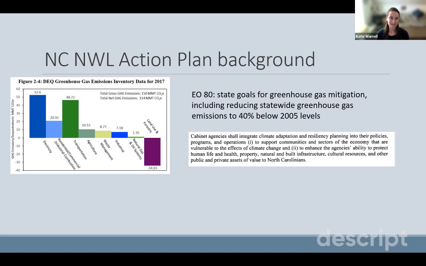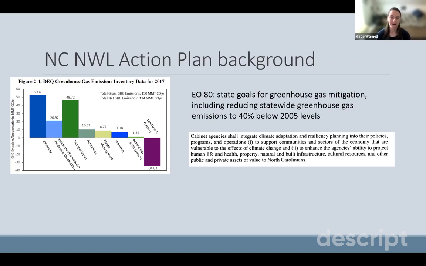And because we now have some state goals for greenhouse gas mitigation through Executive Order 80, including reducing our total net greenhouse gas emissions to 40% below 2005 levels within the next couple of years, we really need to make sure that we're maintaining and increasing, if possible, that carbon sink to reach those goals.